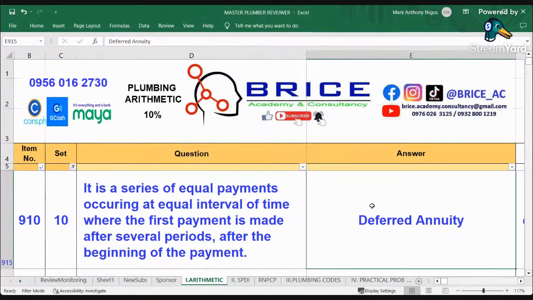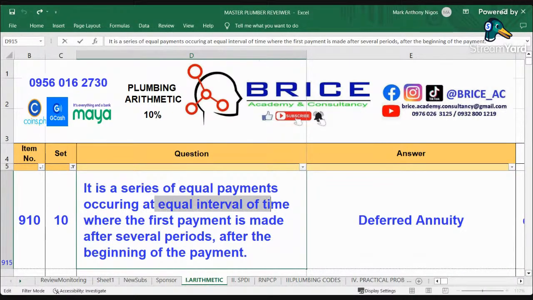Merong ordinary annuity, merong deferred annuity. It is a series of equal payments occurring at equal intervals of time where the first payment is made after several periods after the beginning of the payment. So, deferred annuity siya. Deferred annuity.